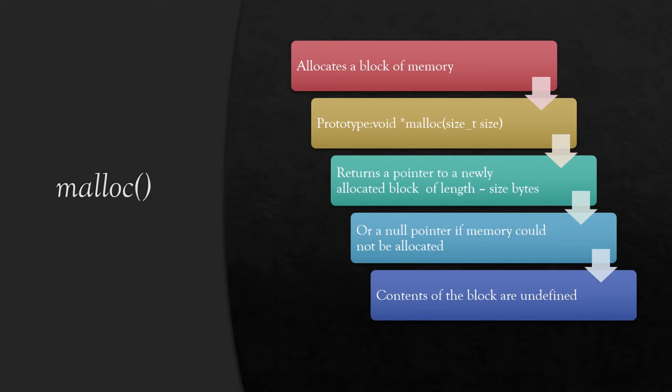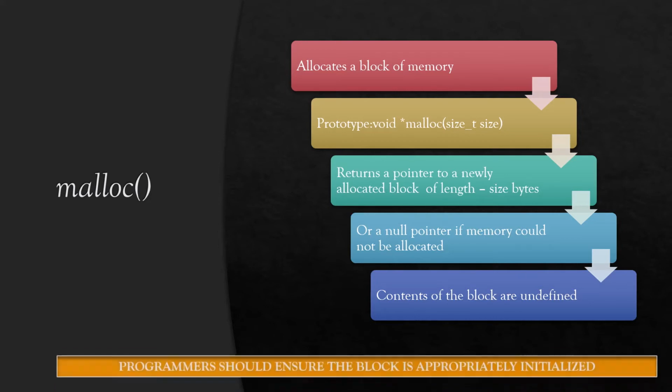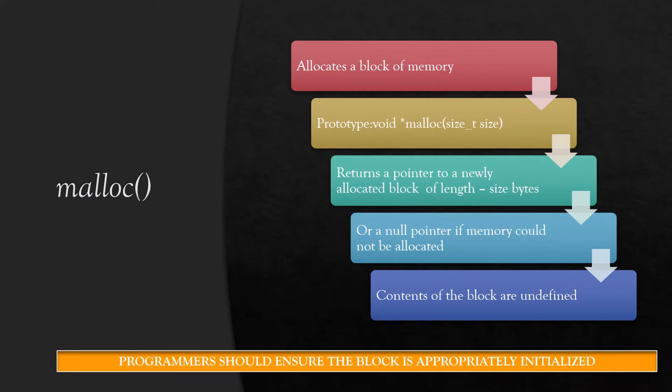The contents of the block are undefined. What does this mean? The block of memory that is allocated by malloc will contain junk, and therefore it is incumbent on us as programmers to ensure that the block is appropriately initialized. So normally you would assign the return value to a pointer pointing to the type of data that you want to store in this particular region or block of memory.